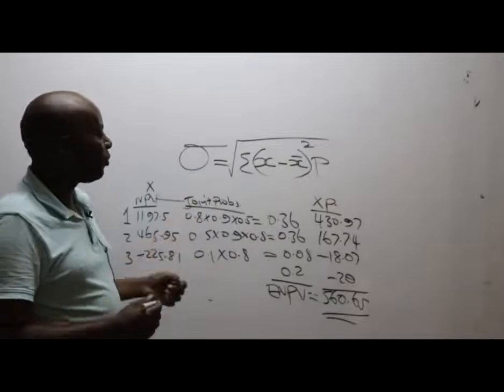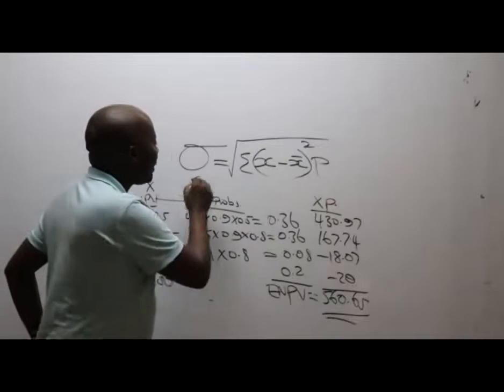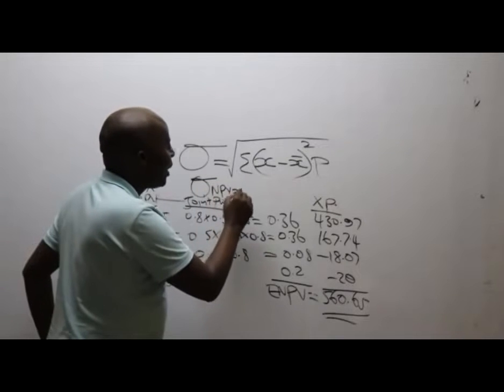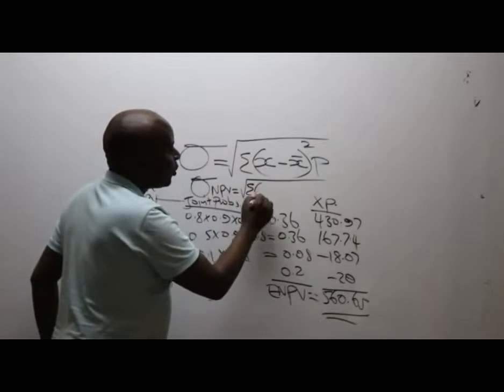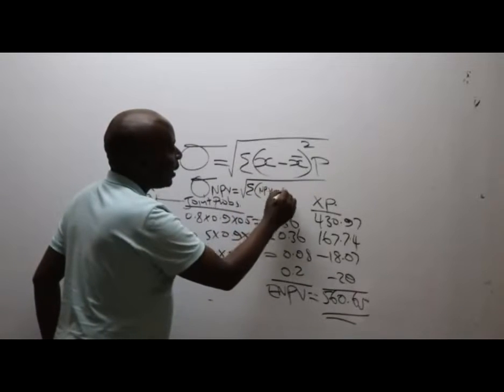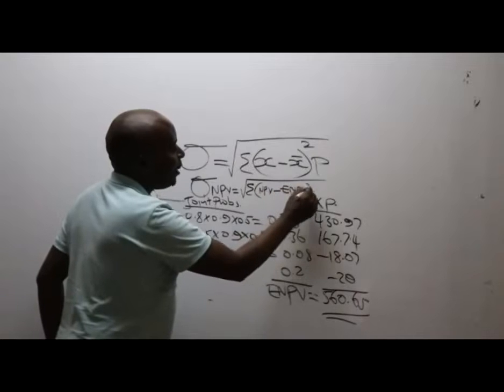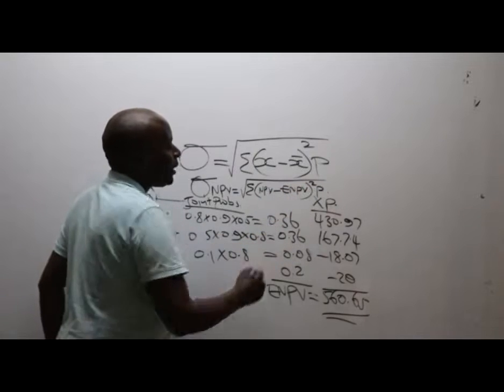Now, this is a general formula. So when they tell me to give them standard deviation of NPV, I'll put a bracket like that. I'm now copying everything. So this one here will be NPV minus expected NPV, squared, times probability.